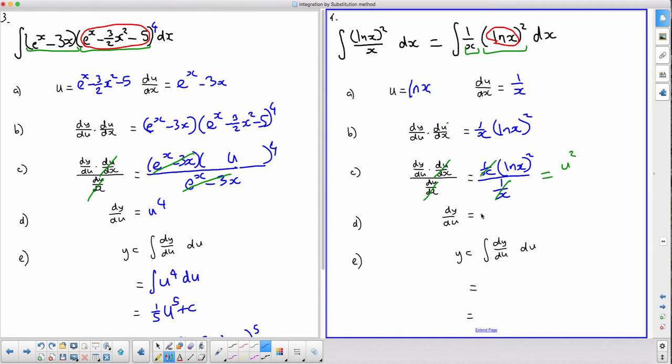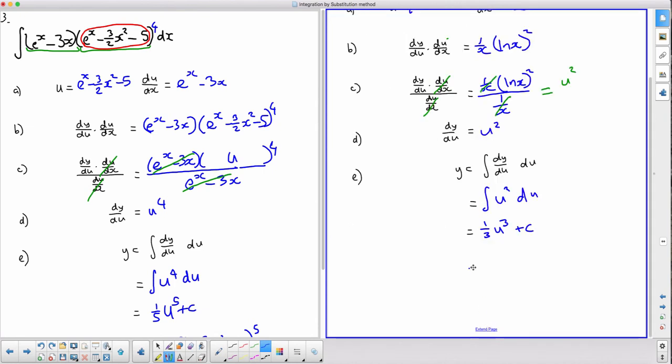And yep, again we're left with just the function u squared. Anti-differentiate that, and replace u with the function of x. And check that by differentiating.